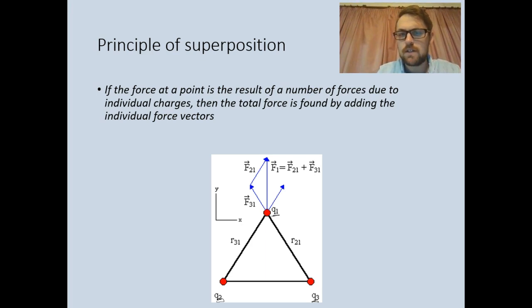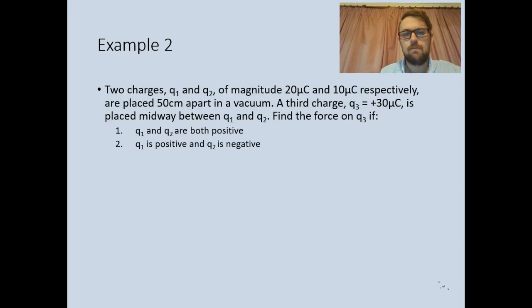So the first thing we can do is find the force from 2 acting on 1. So that's what we'll call this force vector here. And we've also found the force from 3 to 1. All right. And if we want to find the total force, this total force here, we add those two forces together. So F3(1) plus F2(1) equals this total force here. And we'll have a look at an example now.